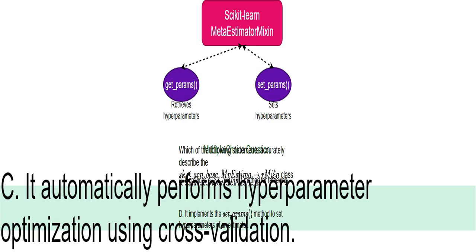Here we're considering whether MetaEstimatorMixin automatically optimizes hyperparameters using cross-validation. Hyperparameter optimization is a process of finding the best settings for a model, and cross-validation is a technique to evaluate models reliably. While related to parameter management, MetaEstimatorMixin doesn't perform this optimization directly. Other Sklearn components are responsible for that.